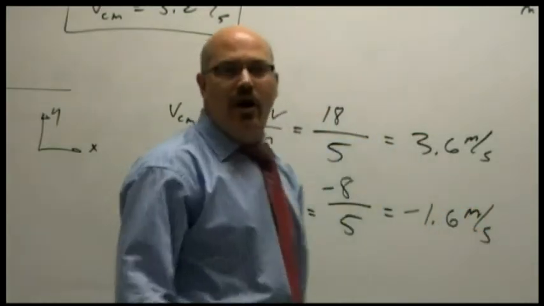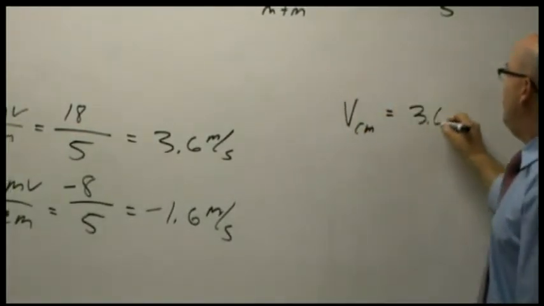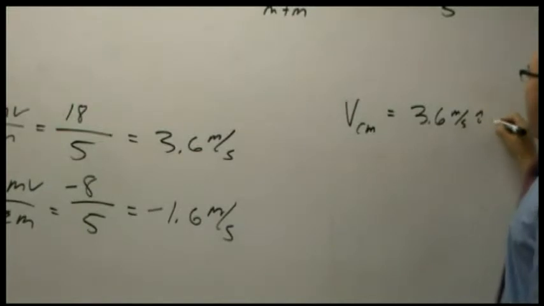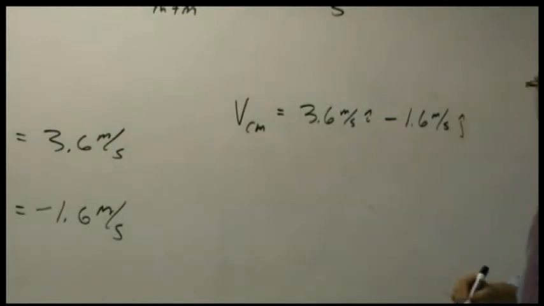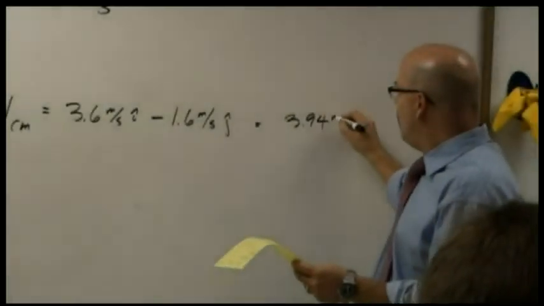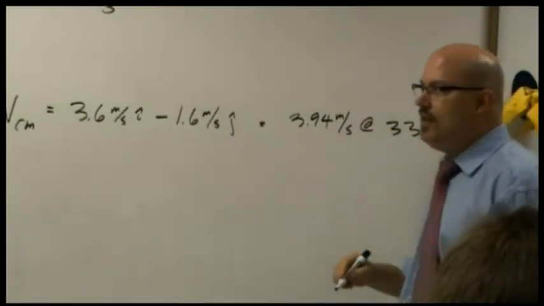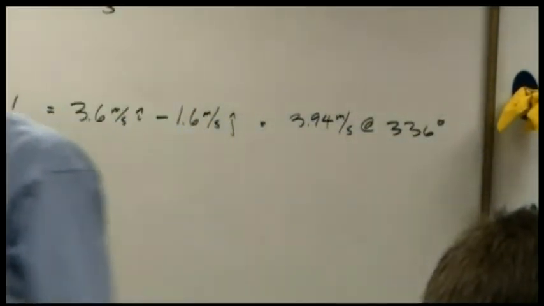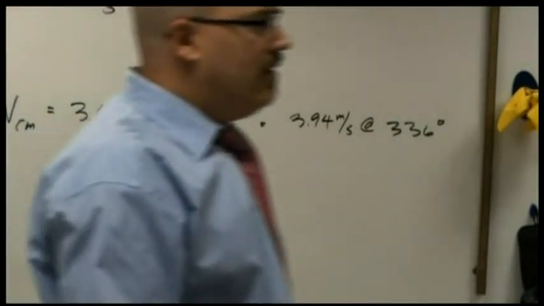All right, so your answer would be velocity of the center of mass equals 3.6 meters per second i minus 1.6 meters per second j. Now, if you wanted to, you can convert that into magnitude and polar coordinates, which would have given you 3.94 meters per second at an angle of 336 degrees, because it's in the fourth quadrant. Unless you did the negative angle, then it would be negative.